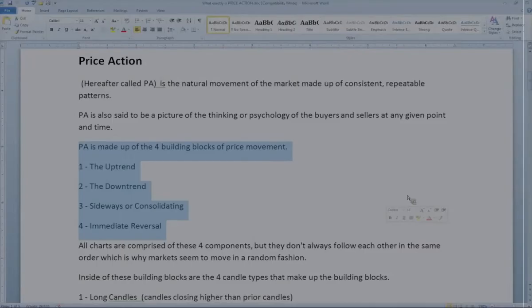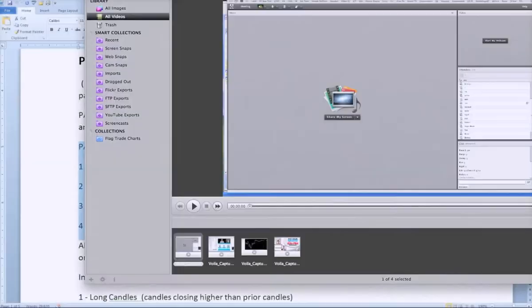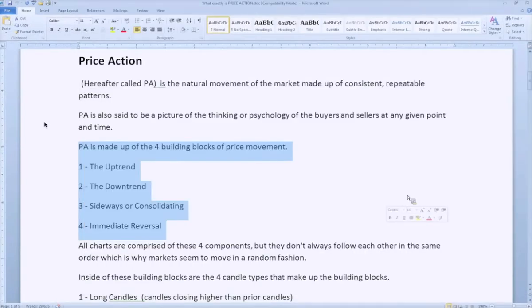Price action is made up of four building blocks, okay? Those are the four things that price can do on a chart. Yesterday I mentioned, think of it like a Lego or an erector set where the kids can build little houses and stuff and they fit all the pieces together. This is the same thing with price action.